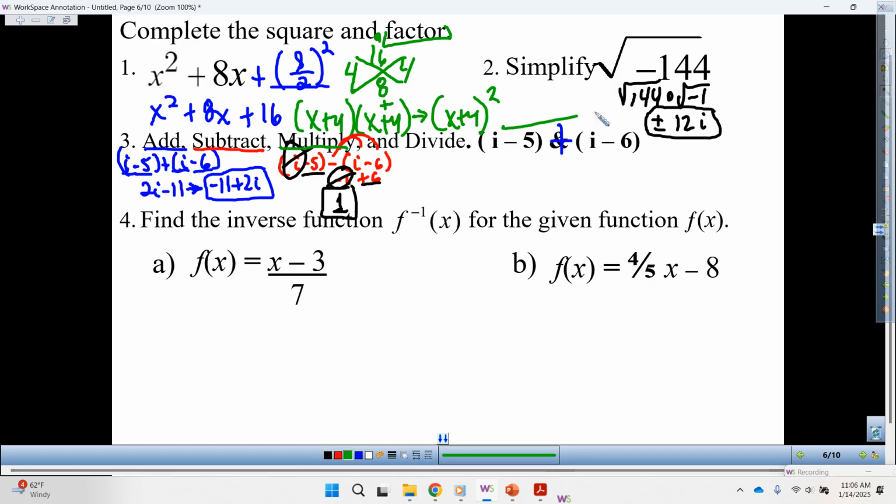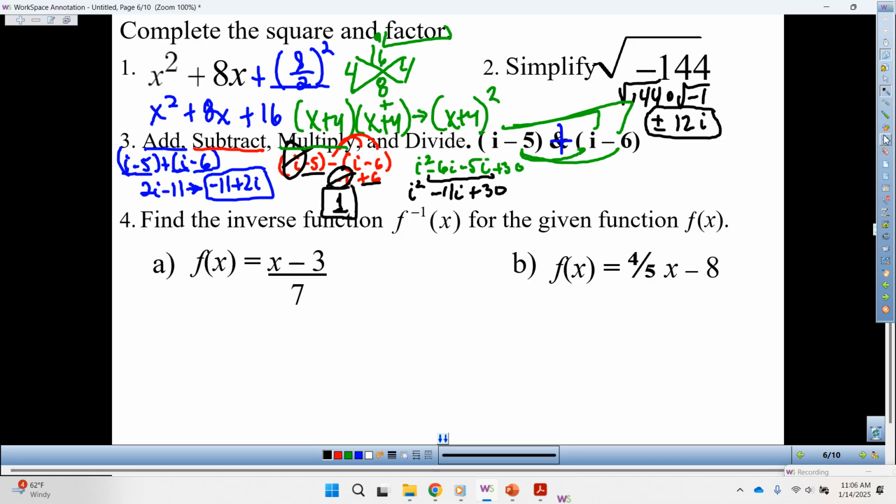Let's go to multiplication. i times i is i squared. i times negative 6 is negative 6i. Negative 5 times i, that's negative 5i. And negative 5 times negative 6 is positive 30. Combine like terms, yes, the i's right here. So we got i squared minus 11i plus 30.